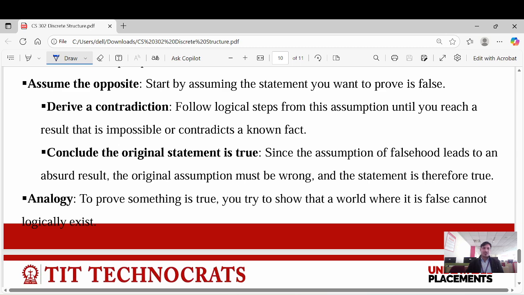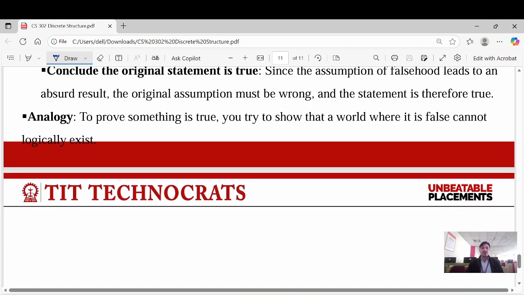Now for the analogy: to prove something is true, you try to show that a world where it is false cannot logically connect or exist.